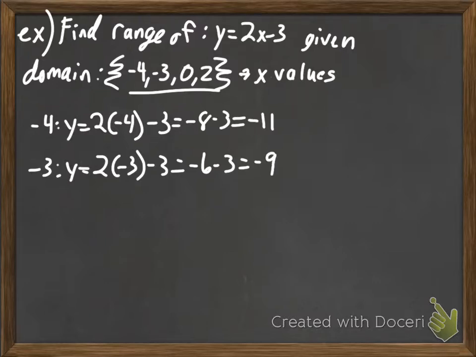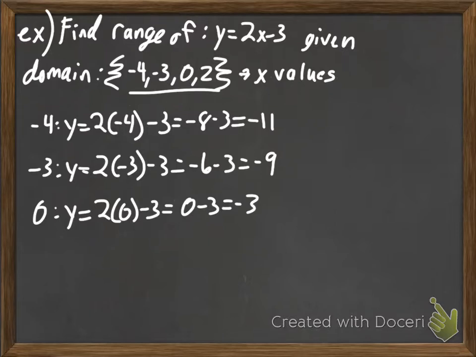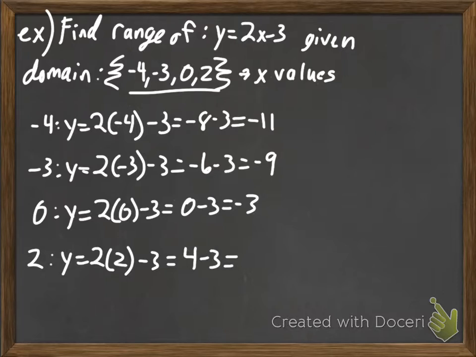Now we're going to do the same thing with the 0 and the 2. So for 0, y equals 2 times 0 minus 3. We know anything times 0 is 0, and then 0 minus 3 is -3. And then we do it with 2. We get y equals 2 times 2 in parentheses minus 3. We get 4 minus 3, which is 1. So our domain values are -4, -3, 0, and 2. Our range values for that are -11, -9, -3, and 1.